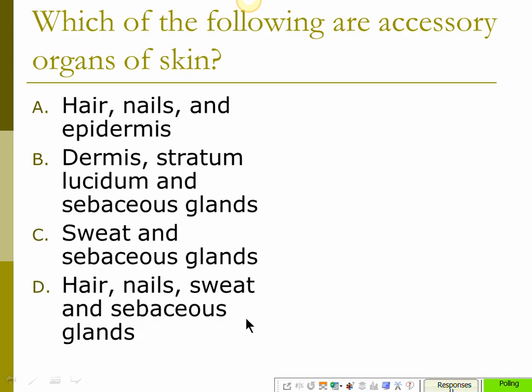Okay, so here's another question. Which of the following are accessory organs of skin? This is kind of showing you how to answer questions like this, where you always choose the best answer in the lot when it is multiple choice.